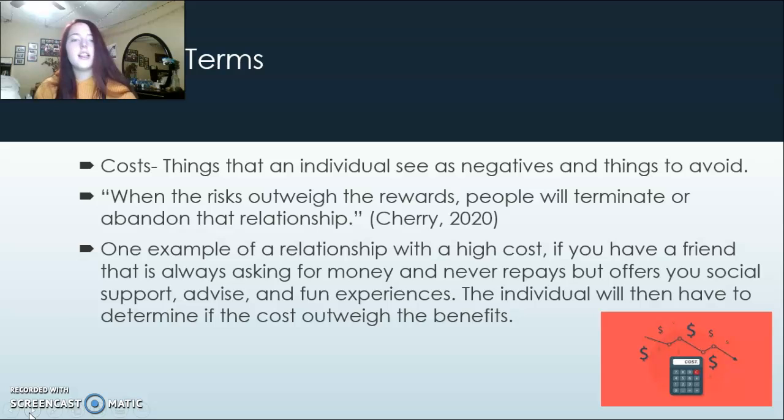Costs are not as positive as rewards. It's what an individual sees as negatives and things to avoid. So when the costs outweigh the rewards, people will terminate or abandon that relationship. If the rewards they're getting are not as profitable as the costs, they might leave the relationship.